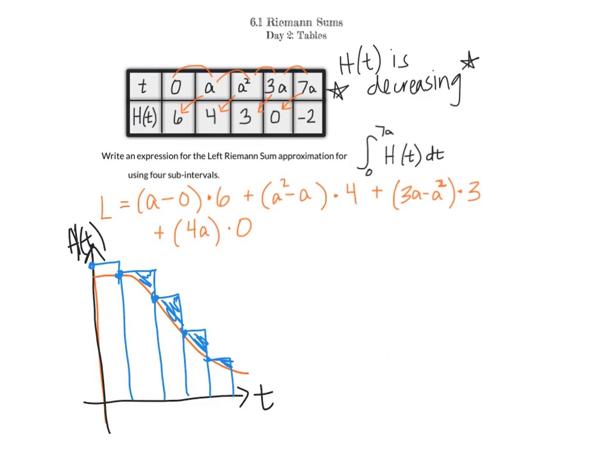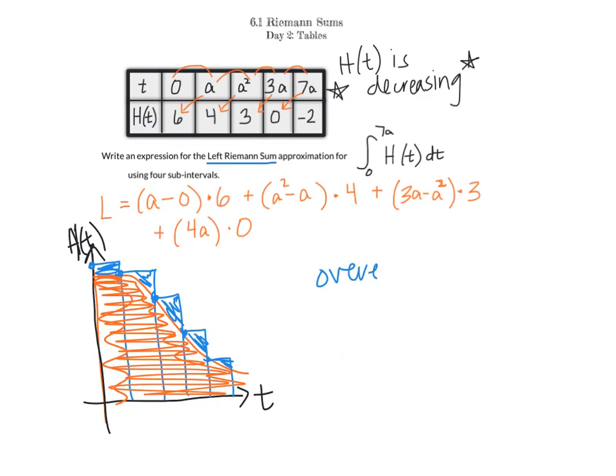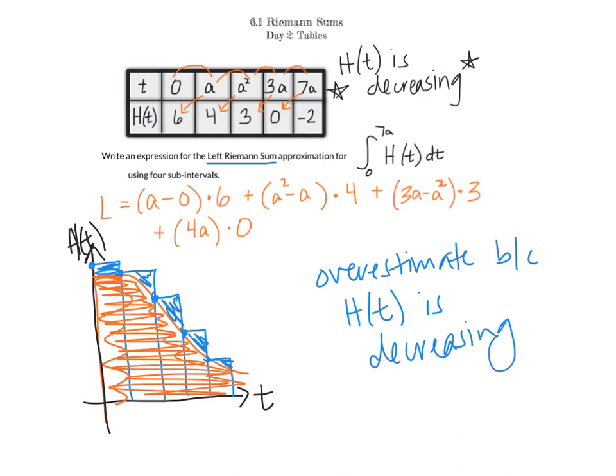So because h of t is decreasing, the actual area under the curve is just in orange, the area under the function. And those blue rectangles are not only capturing that entire area, but even more than that. So, because a function's decreasing, the left Riemann sum approximation would end up being an overestimate because h of t is decreasing. Now, I guess there's rules to this, right? Depending on if something's increasing or decreasing, the left or right Riemann sum would either be an over or under approximate.